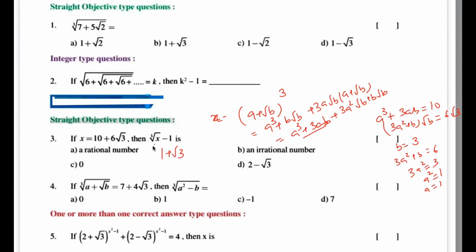So 1 plus root 3 is this cube root, and this is minus 1. So minus 1 cancels out. So I get a root 3 number. So it is an irrational number.